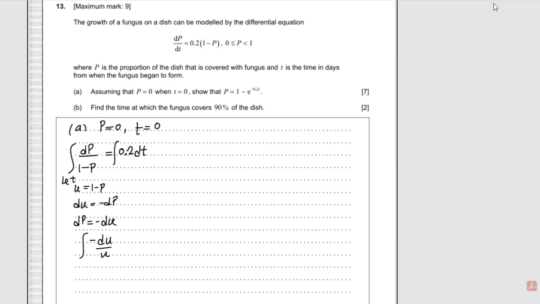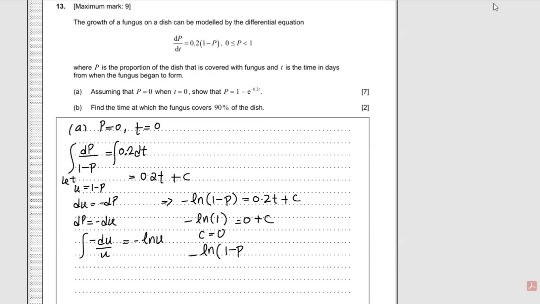So the right side is simple. That will integrate to 0.2 t plus c. So from here, I will get a negative natural log of u. u is nothing, it's just a dummy variable. So my answer will be the negative natural log of 1 minus p equals 0.2 t plus c. If you substitute p = 0 and t = 0, natural log of 1 is 0 as well. So c is 0. So my final solution will be negative natural log of 1 minus p equals 0.2 t.